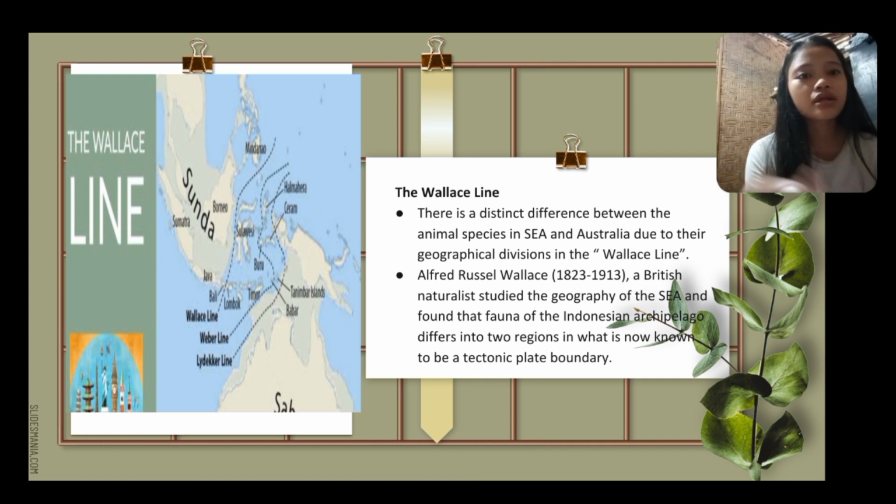So that line in the picture is called the Wallace line. There is a distinct difference between the animal species in SEA and Australia due to the geographical divisions in the Wallace line. Alfred Russel Wallace, 1823 to 1913, a British naturalist, studied the geography of SEA and found that the fauna of the Indonesian archipelago differs into two regions in what is now known to be a tectonic plate boundary.